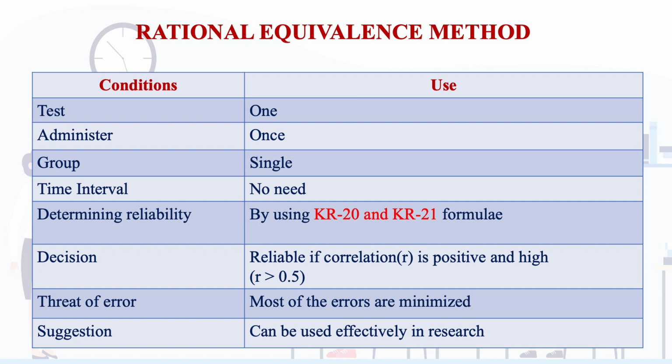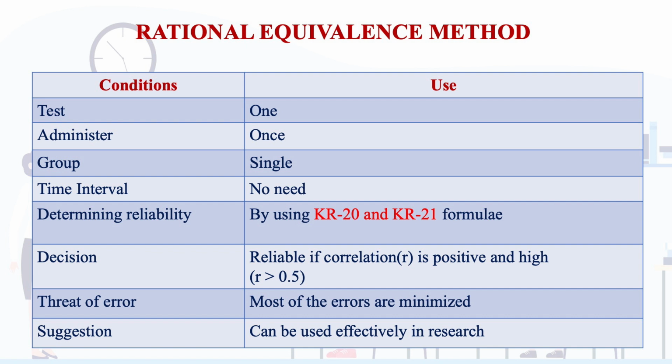Another internal consistency method is called the rational equivalence method. Friends, in this method you rationally find the reliability coefficient, and it is also called a statistical method, because you have to follow rigorous statistical analysis. You have to use a rigorous statistical formula to find the reliability. Just like the split-half method, here also there is a single test, administration is done only once, and the group is also one.